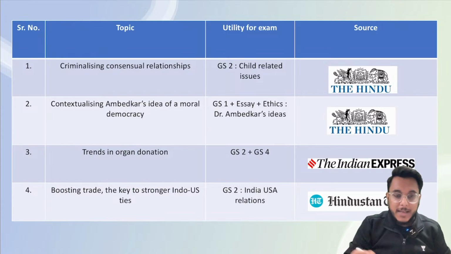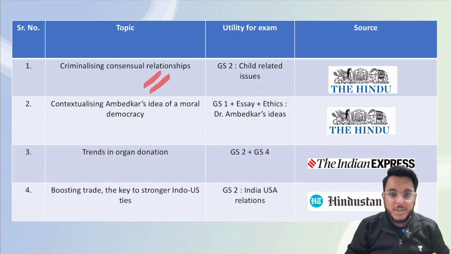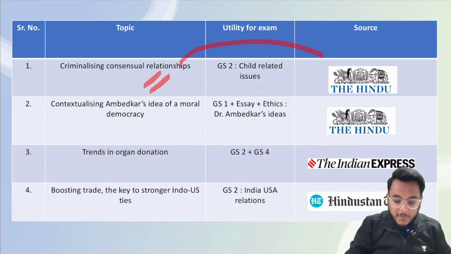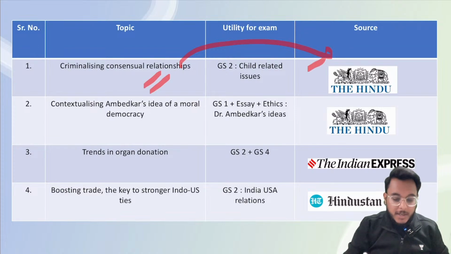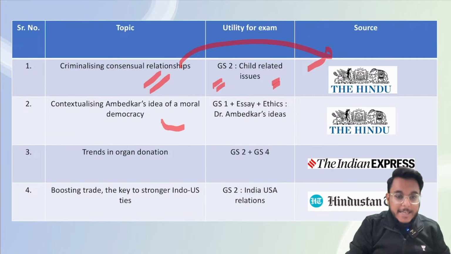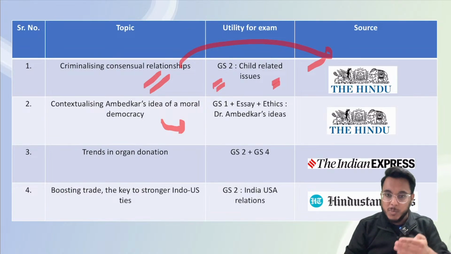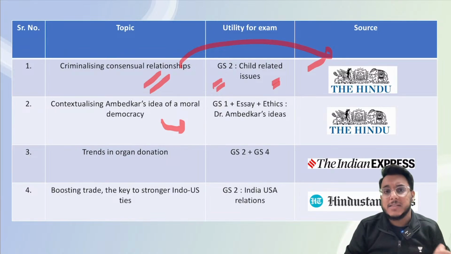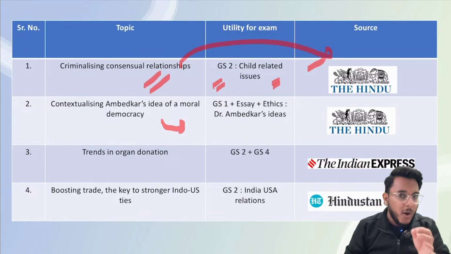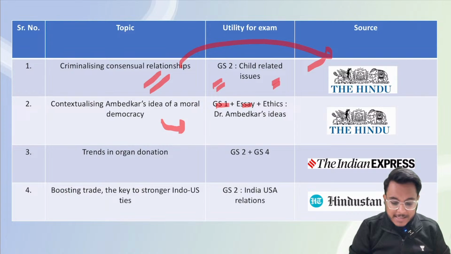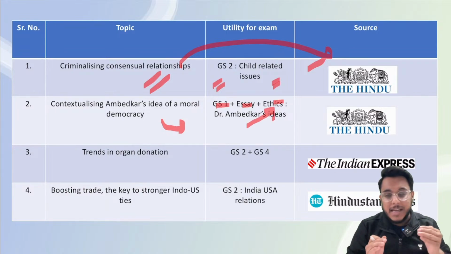The first editorial is criminalizing consensual relationships. This editorial is picked from the Hindu newspaper and will be important for GS paper number 2, children related issues. Second one is contextualizing Ambedkar's idea of a moral democracy. This article is also published in the Hindu, particularly the Text and the Context section, and the article is very well written and will be important for GS paper number 1, essay, ethics. Particularly the article is talking about Dr. Ambedkar's idea on democracy, moral democracy, etc.